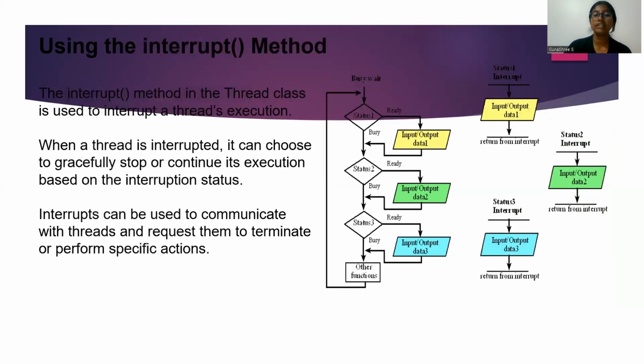How will the interrupt method be useful? It is in the Thread class, and it is used to interrupt a thread's execution. When a thread is interrupted, it can choose to gracefully stop or continue its execution based on the interruption status.